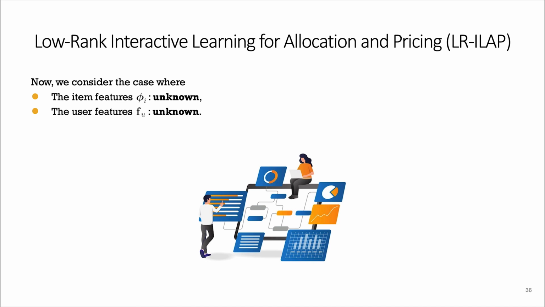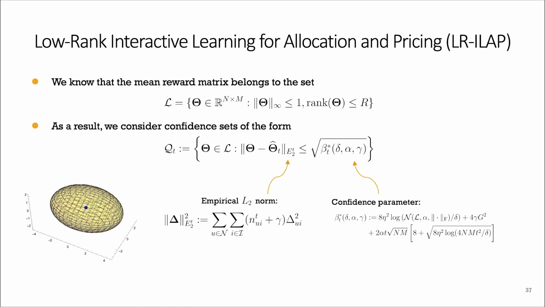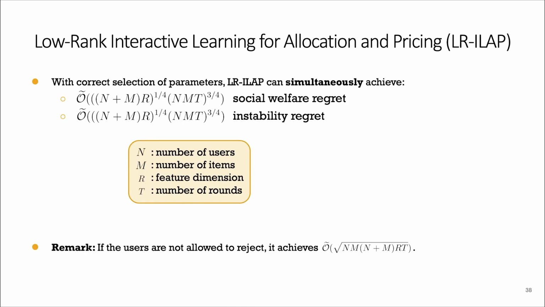Next, we continue with the case where we consider the item features and the user features to be both unknown. In this case, we know that the mean reward matrix belongs to the set of low rank matrices. As a result, we now consider confidence sets of the form as given. Now here, instead of having the L2 comma infinity norm, we use the L2 norm right away, and our confidence parameter is given a different form. But in general, at a high level, the algorithm works in a similar way, only by replacing the confidence set with this Qt form.